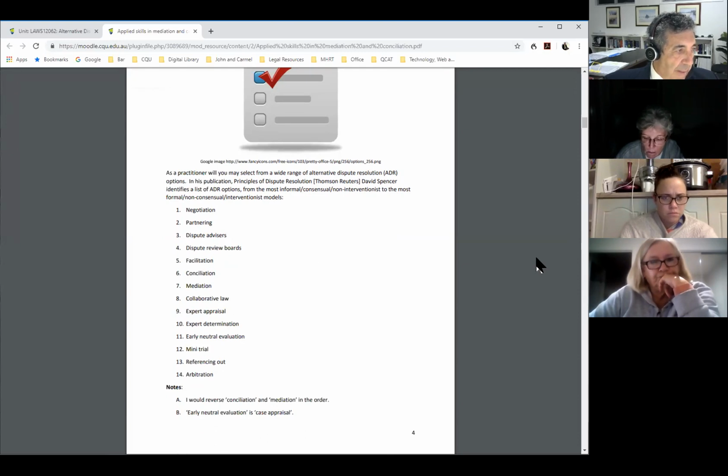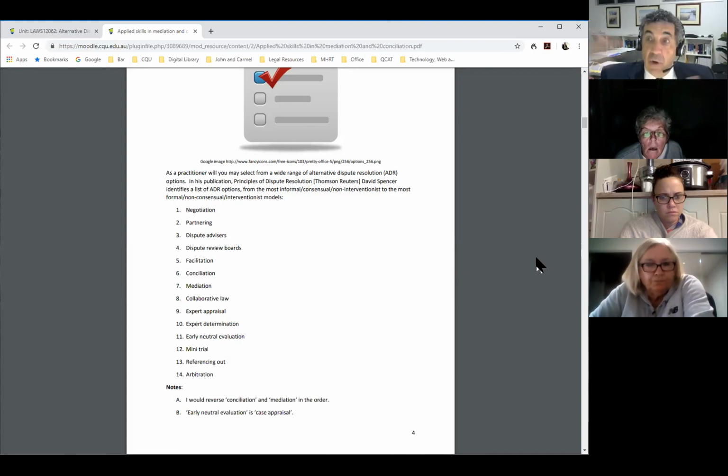And the other thing is that early neutral evaluation is probably most commonly known as case appraisal. So if you've come across the term case appraisal in the UCPR, then that is really early neutral evaluation. So for the first half of the unit, we're really concentrating on the two in the middle, conciliation and mediation, even though I would swap them around in terms of where they fit. And for the rest of the unit, we'll be branching out and talking about the other 12. All good? All right, let's move on then.